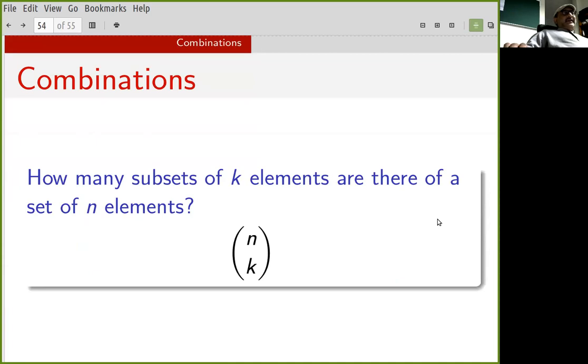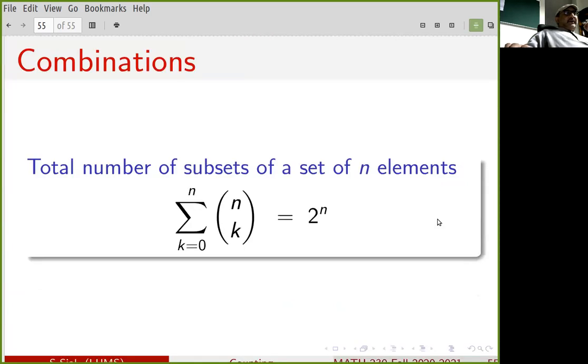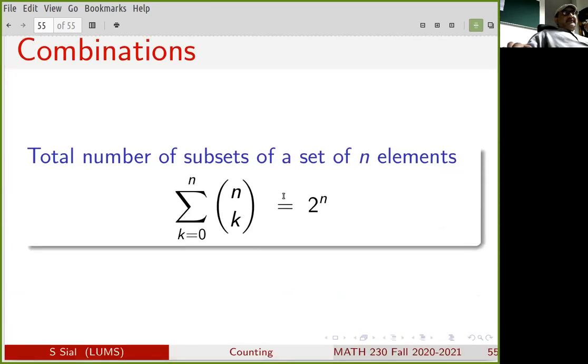How many subsets of k elements are there of n elements? Well, how do you make a subset of k elements? You choose k elements from the set of n elements. So how many ways are there of doing that? n choose k. And it turns out that if you add up all of these symbols n choose k from k equals 0 to n, you're going to get 2 to the n. You might recall this from an algebra class.